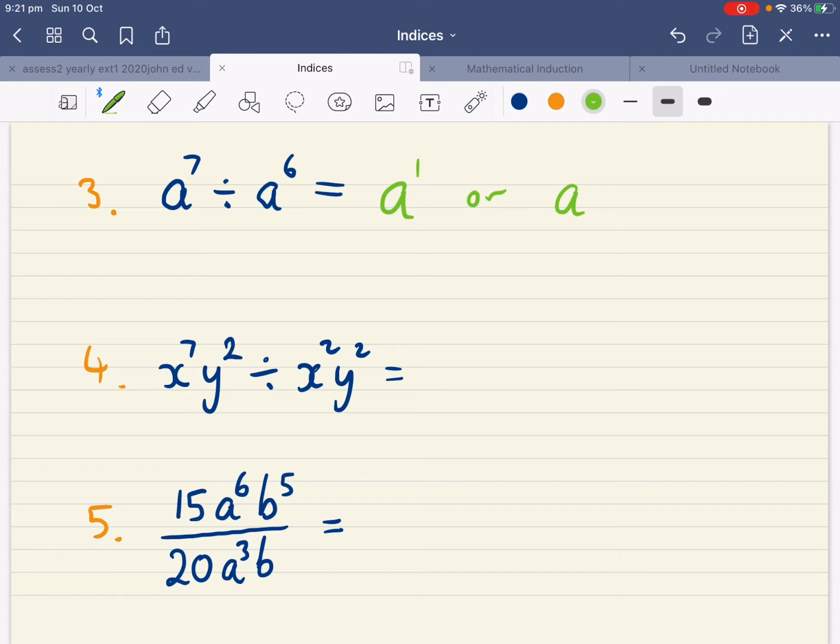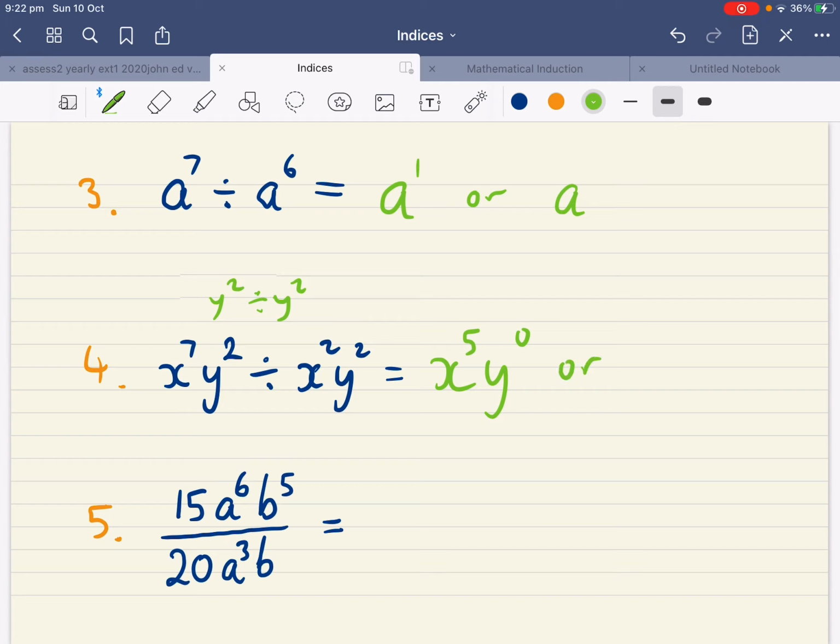Example 4 is super tricky. There's 2 different variables. Just do them separately. X to the 7 divided by x squared, right? So I'm just dealing with this first. Keep the base the same, minus the powers. So you're left with x to the 5. And then now I'm going to move on and look at the y's. You've got y squared divided by y squared. And that's going to give you a y to the 0.